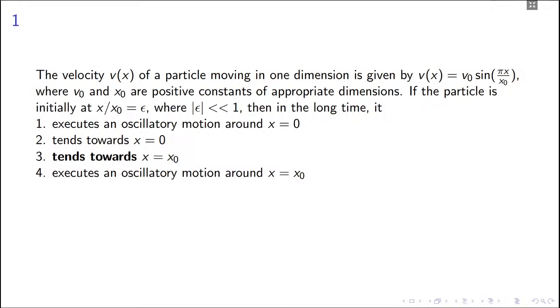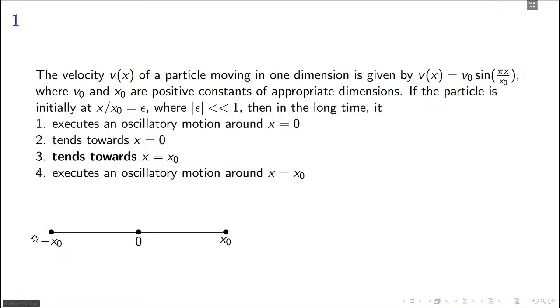So the official key is that in the longer term, the particle will tend towards x equal to x naught. But this, however, is not completely right, because they have said nothing about the sign of epsilon. This option is correct if epsilon is positive, but epsilon can also be a small negative quantity. Then this option does not hold.